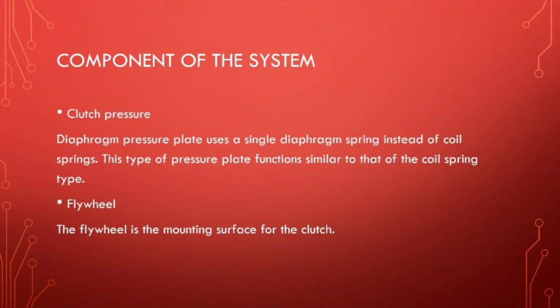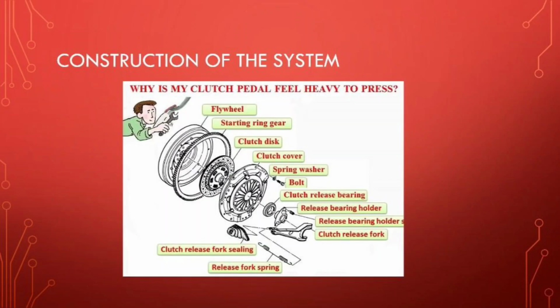Clutch pressure plate. The diaphragm pressure plate uses a single diaphragm spring instead of coil springs. This type of pressure plate functions similar to that of the coil spring type. Flywheel. The flywheel is the mounting surface for the clutch. The construction of the clutch system is like this.